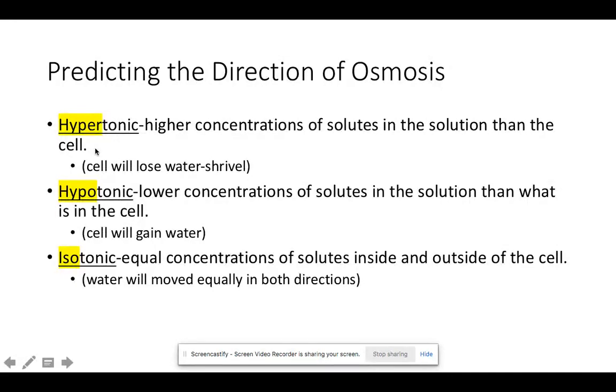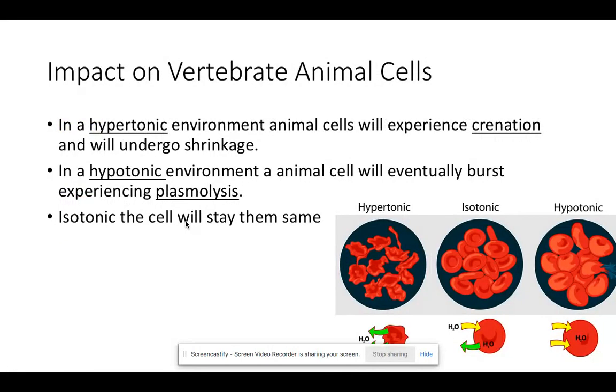Hyper is like too hot. Porridge is too hot, Goldilocks doesn't like it. Hypo is too low, meaning it's too cold, and it's not right either. So again, it has to be just right. Otherwise, you have the shrinking and the swelling of cells.